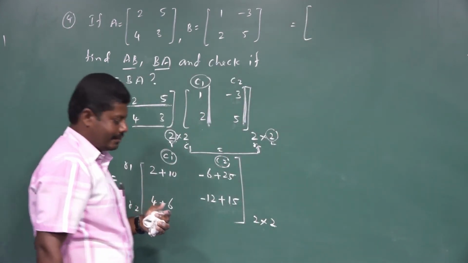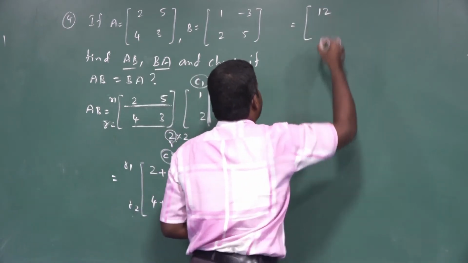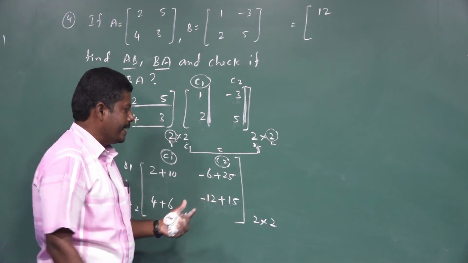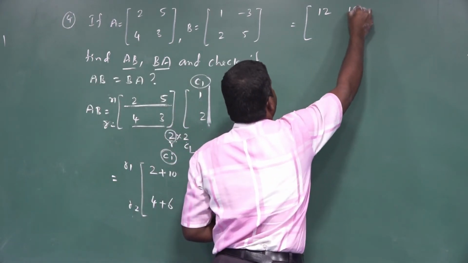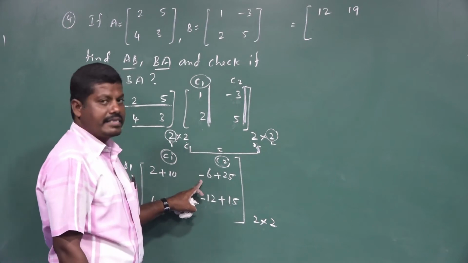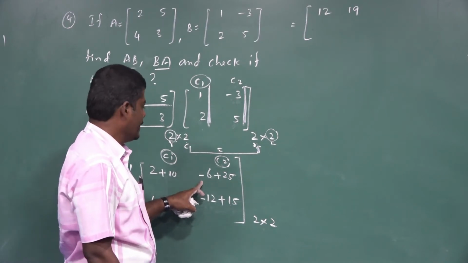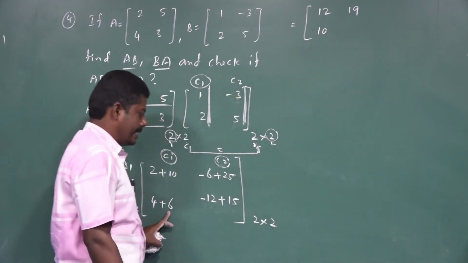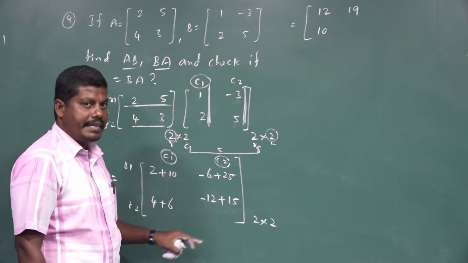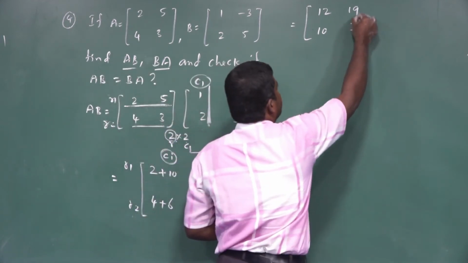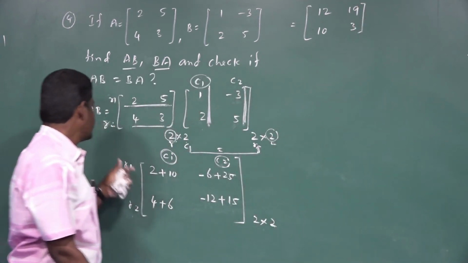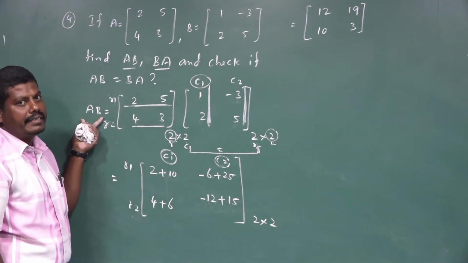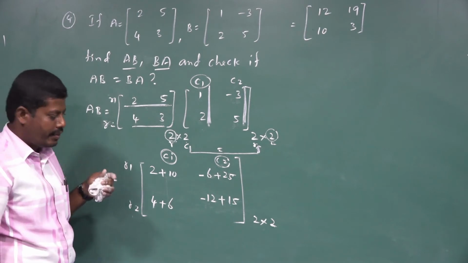2 plus 10, 12. Here, minus 6 plus 25, 19. Next, 4 plus 6, 10. Minus 12 plus 15, 3. Understand? This is AB: 12, 19, 10, 3. A 2 by 2 matrix. This is AB.